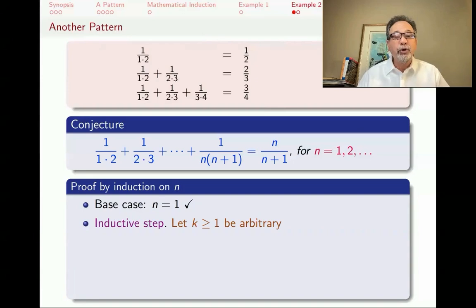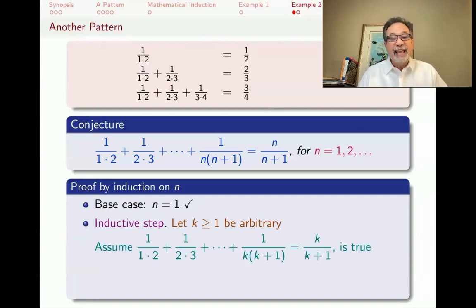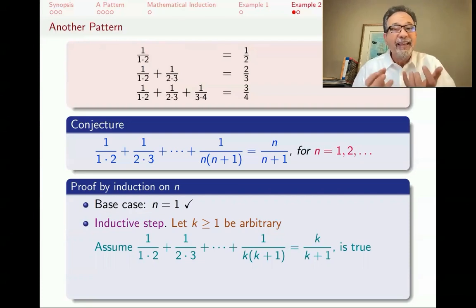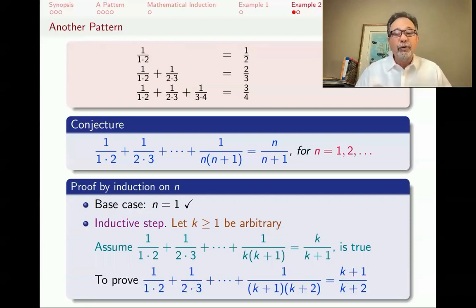Now I pick an arbitrary positive integer greater or equal to 1, and I want to assume that the kth statement is true. Again, the kth statement seems like cheating because it seems very much like the thing that I want to prove, but this is the kth one, and using it, I want to prove the k plus first statement. Instead of n, I put k plus 1. And if you do that, you get the blue statement that I have at the bottom.